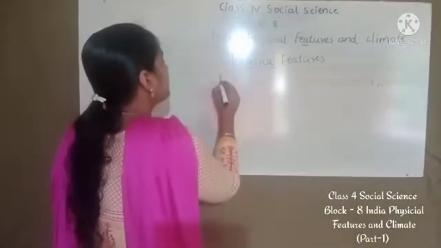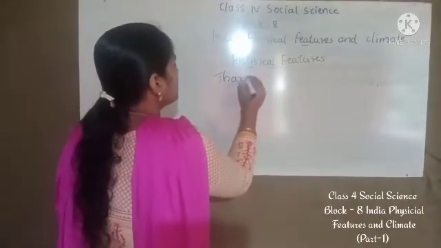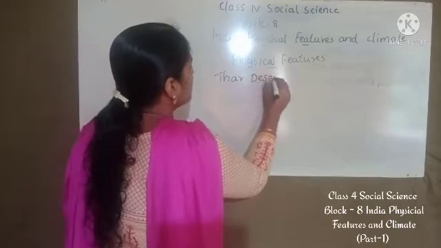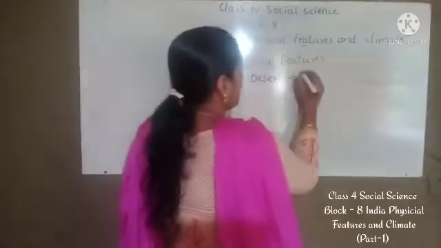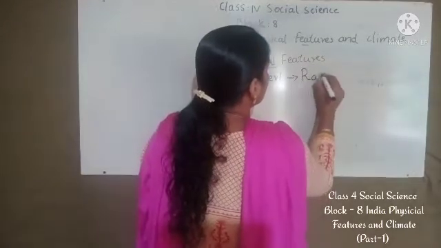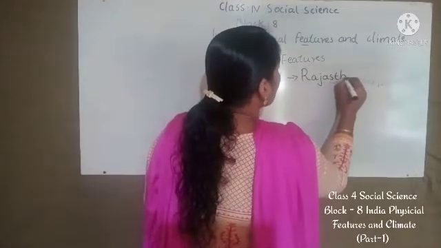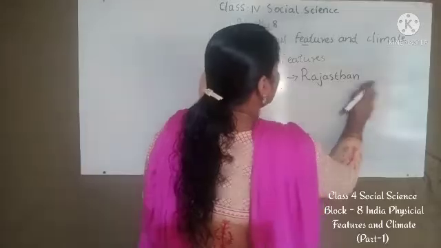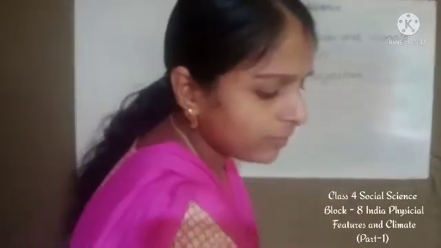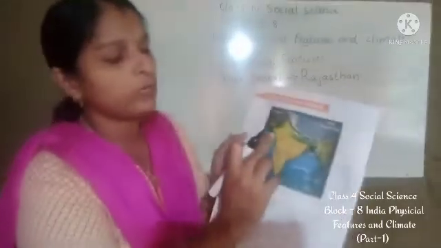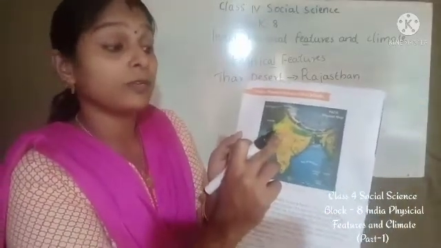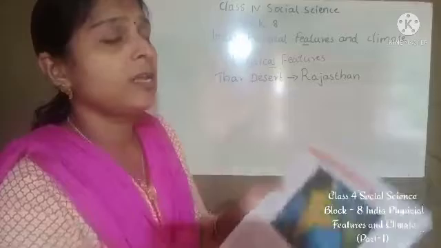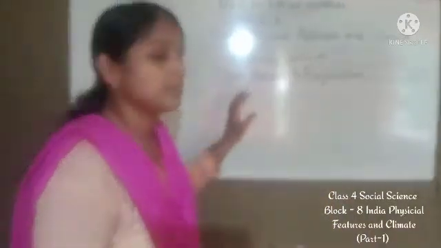Okay, it is the Thar Desert. We know where the Thar Desert is. It is spread mainly over Rajasthan, and some part of Gujarat also, but mainly Rajasthan. When we look at the map, only this part is Rajasthan, and here is the desert. The Thar Desert is the largest desert in India.